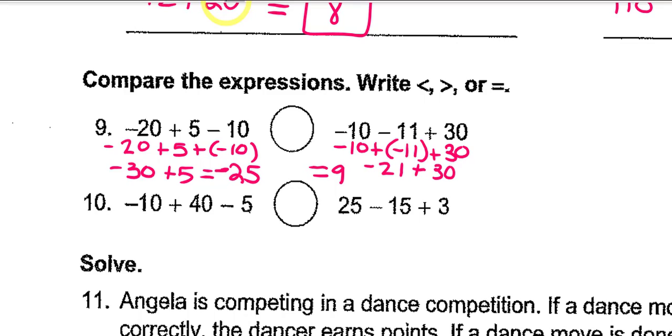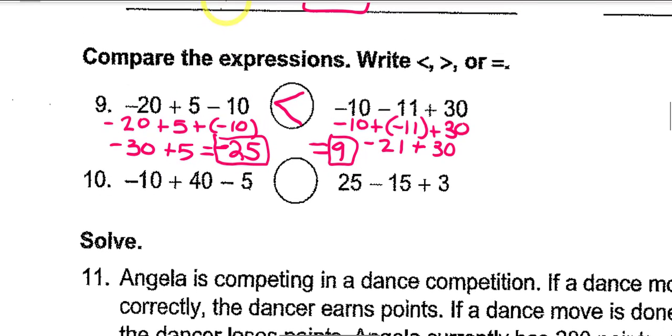So on here we have a negative 25 and here I have a positive 9. The positive 9 is the larger value. Right? A positive number will always be larger than a negative number. All righty. Next, for number 10, rewrite the expression.